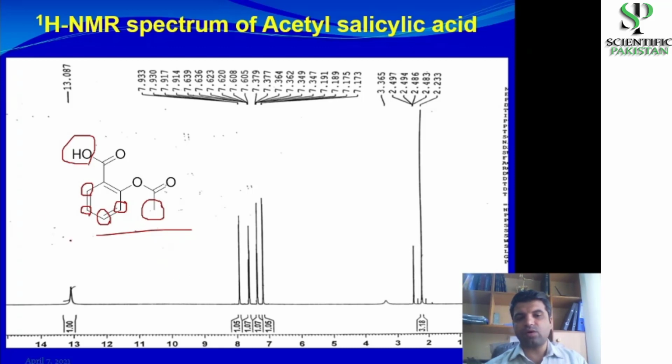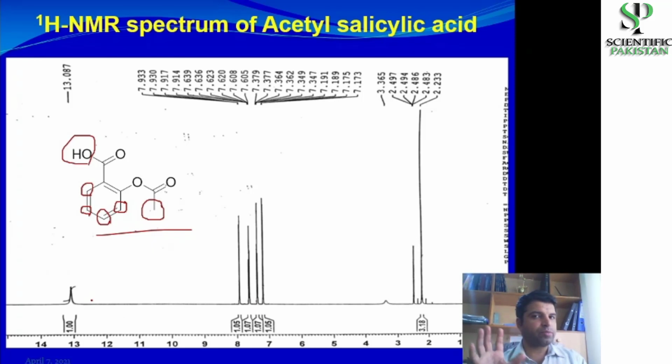Because all of them have different chemical environments, they have different groups attached to them, so their chemical shift values would be different, and you will see them separately, right? So we have 6 signals. Where do they lie? What is the chemical shift value? So we have a peak at around 2 ppm, we have peaks around 7 to 8 ppm, and we have a peak around 13 ppm.